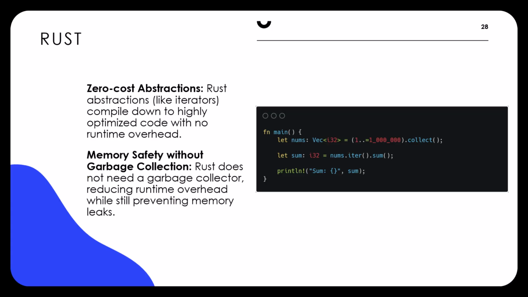Rust's zero-cost abstractions allow for high performance without a runtime cost. It's also memory safe without a garbage collector, making it efficient in memory use and runtime speed. Rust abstractions are built with performance in mind.